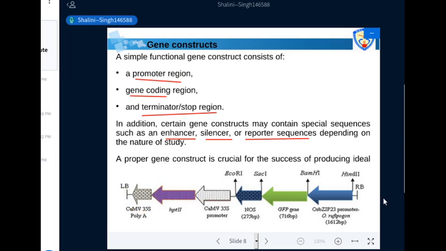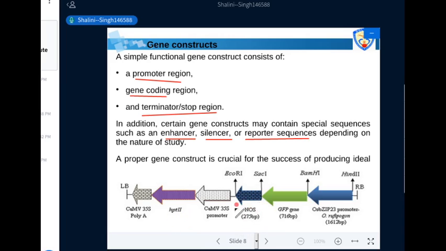These are left borders and right borders of the gene construct. This is having a promoter region, mostly in dicot plant. The promoter used is CaMV 35S, which is taken from cauliflower mosaic virus. This is a selectable marker. This is an antibiotic resistance gene, that is HPT2, hygromycin phosphotransferase.